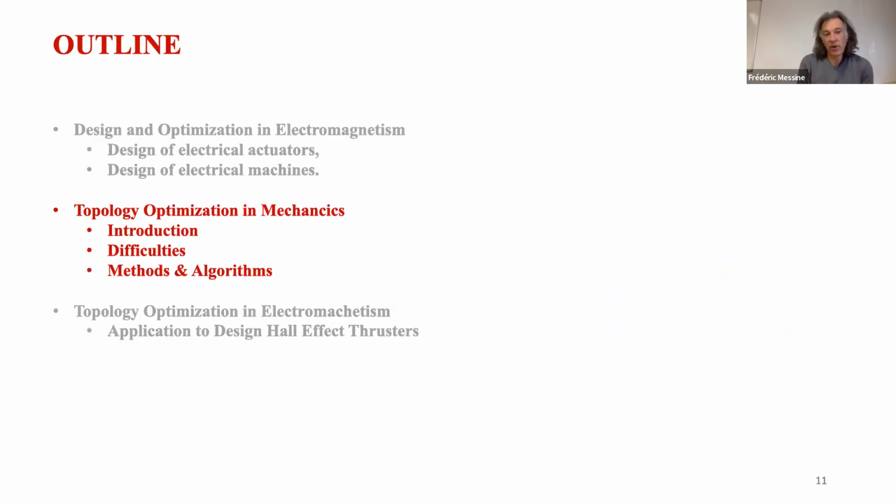Now, second part, I will speak about topology optimization, first in mechanics, because it was born in mechanics. At the beginning, those kinds of mathematics came from physics, from mechanics. And that's often the case, plenty of mathematics are born in physics. So that's interesting to notice and to introduce what topology optimization is in mechanics.